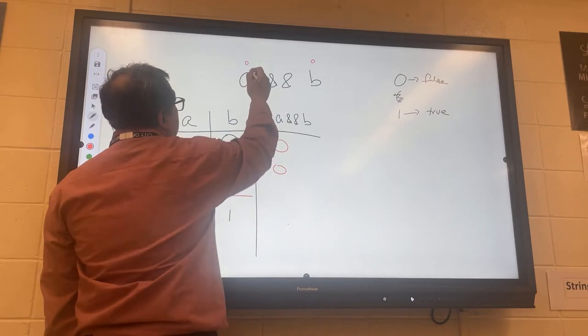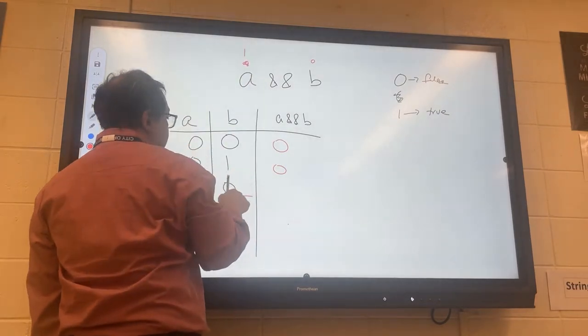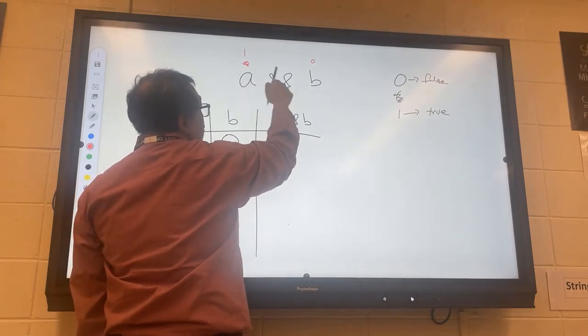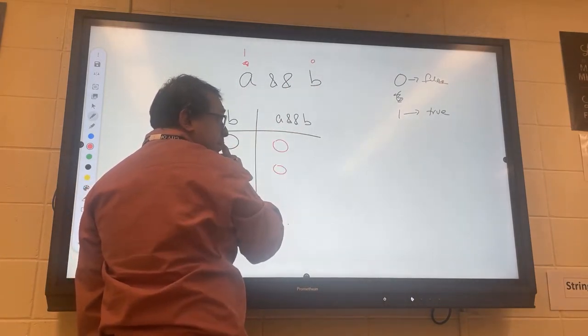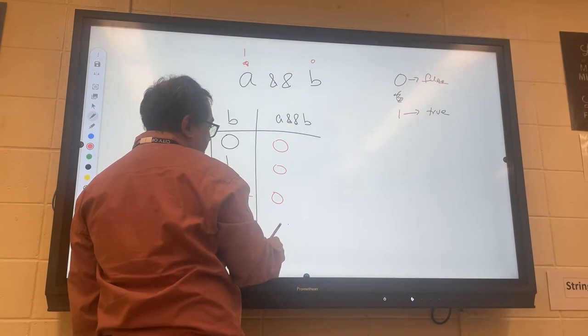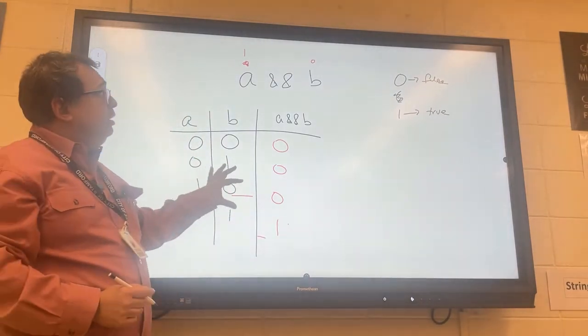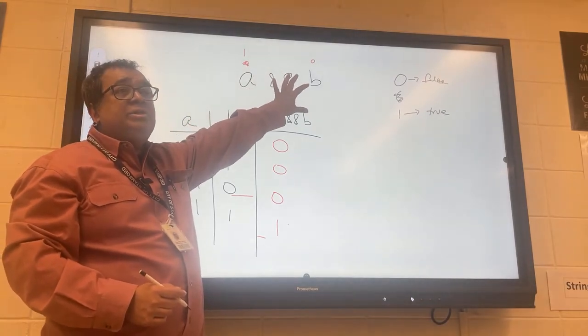So here, A is 1, and B is 0. So I have true and false. What do you think? False. And what about this one here? Okay, so that one would be true. So you can see that this is the truth table for a simple AND expression.